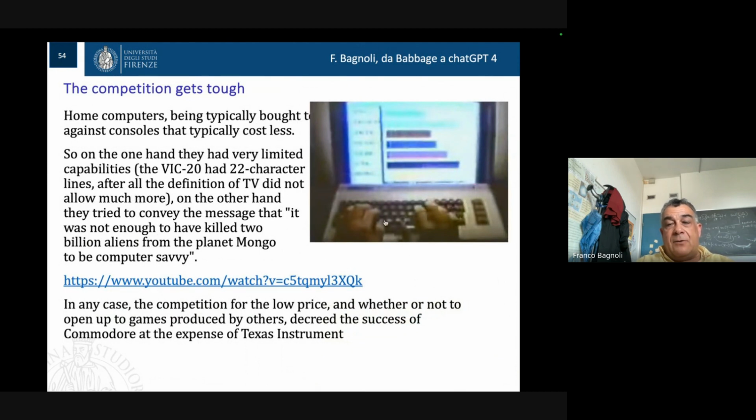Okay, so now you can imagine that a strong competition starts between consoles, which had better graphics and a better feeling but were dedicated only to games, and home computers that could also run games. And you can see, for instance, here, let me show you a classic advertisement of the Commodore VIC 20.